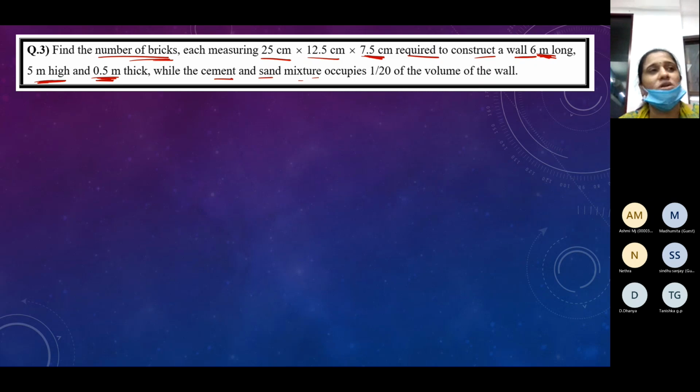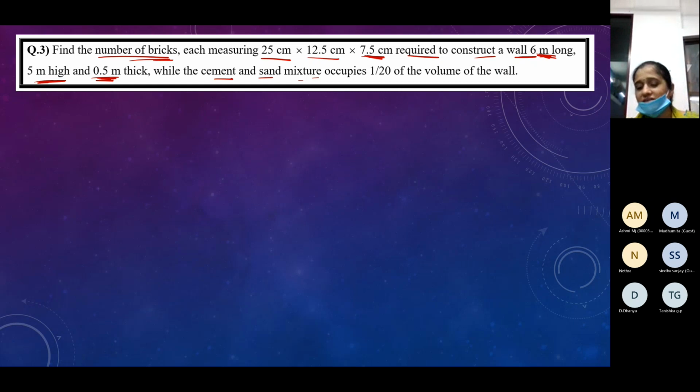That's how it's done. The mason, what does he do? He splashes the cement and sand mixture, or maybe he rubs it. He splashes it first and then he rubs it. He evens it, so that the bricks are intact. The cement and sand mixture occupies 1/20th of the volume of the wall.